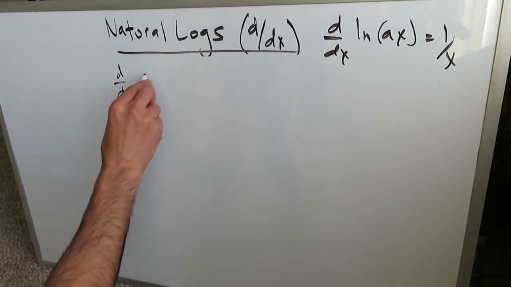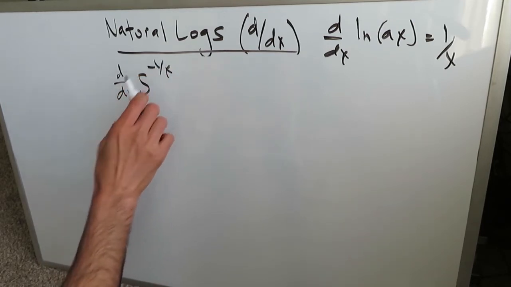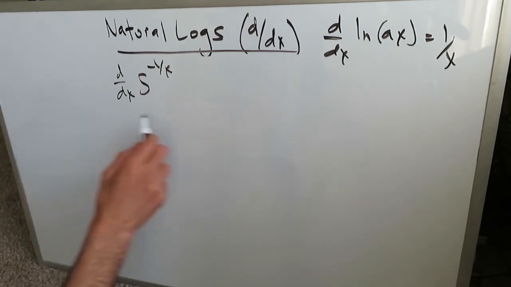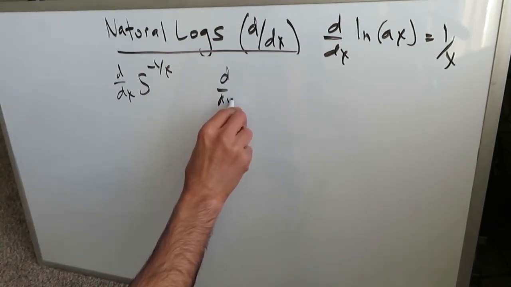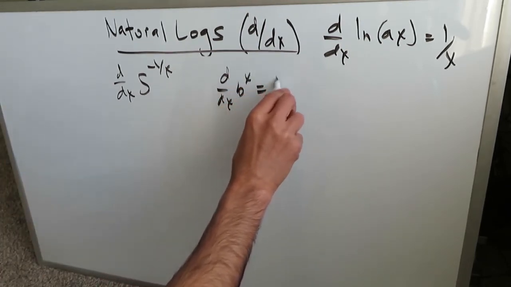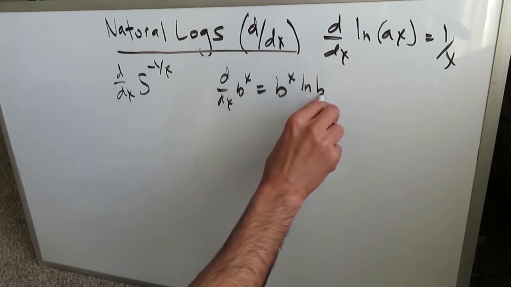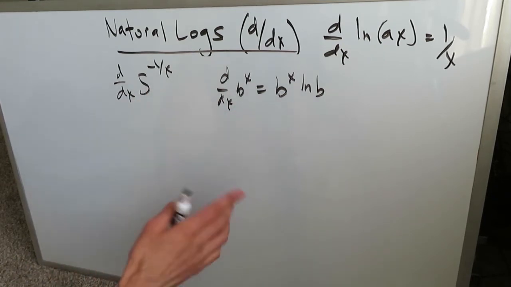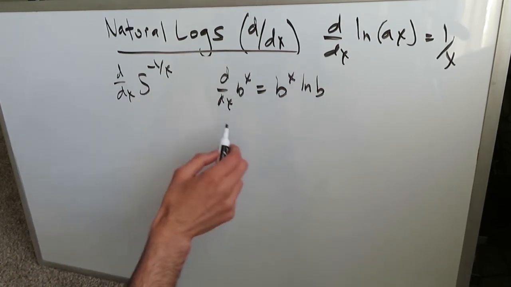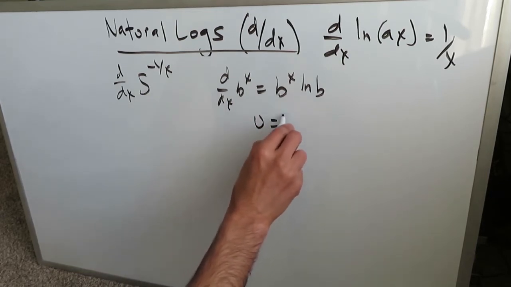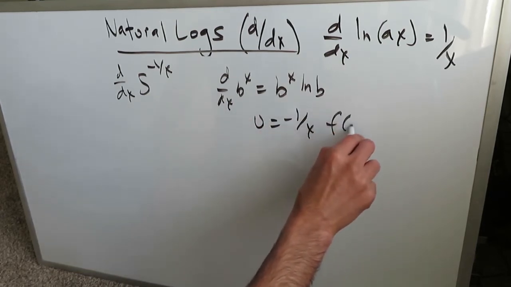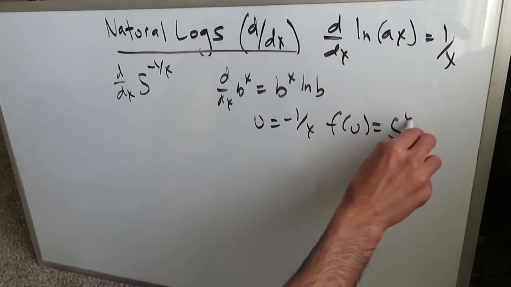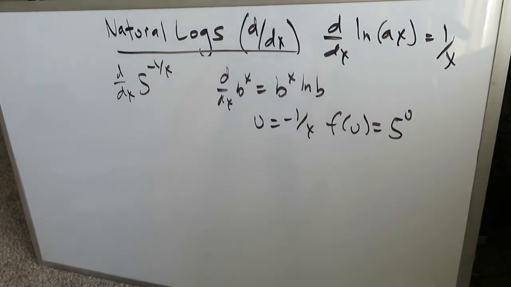If you have a power function like 5 to the power of minus 1 over x, we know the derivatives of power functions are easy. The derivative of b to the x is always b to the x times ln b. If I want to find the derivative of this, as you remember from the previous video, I always said the chain rule, when in doubt, is the way to go. So I will use the chain rule here. If u is equal to minus 1 over x, then the function with regards to u is 5 to the power of u. You can never be wrong using the chain rule.